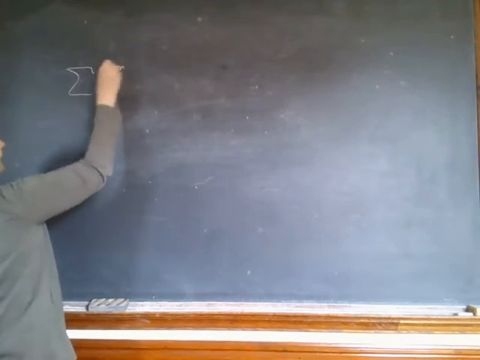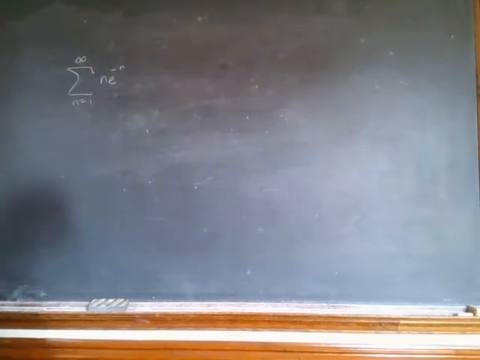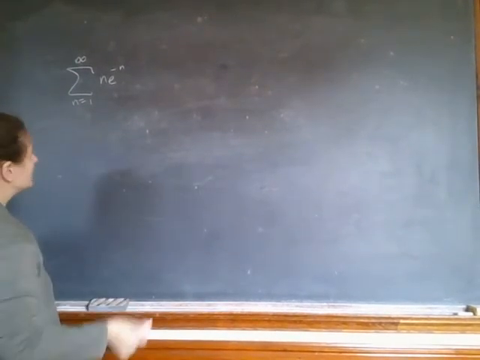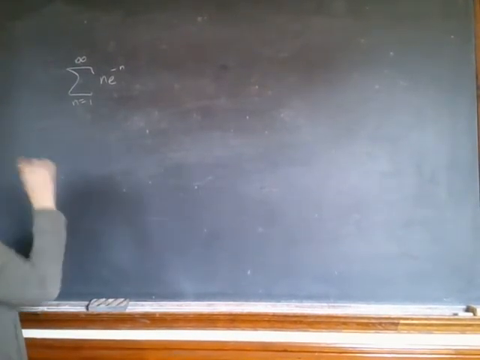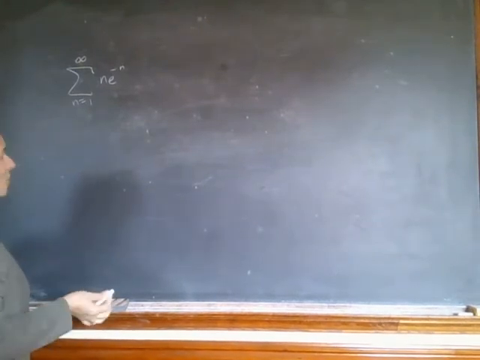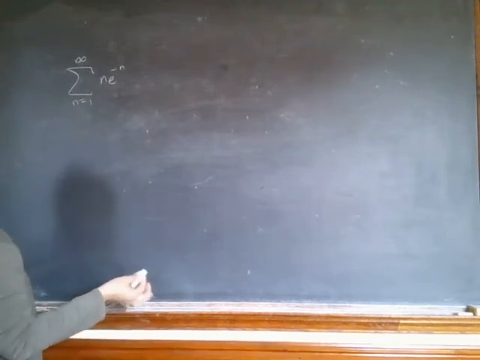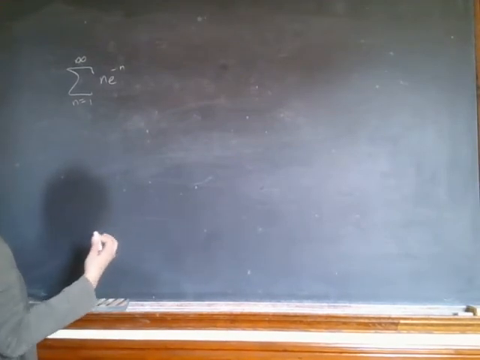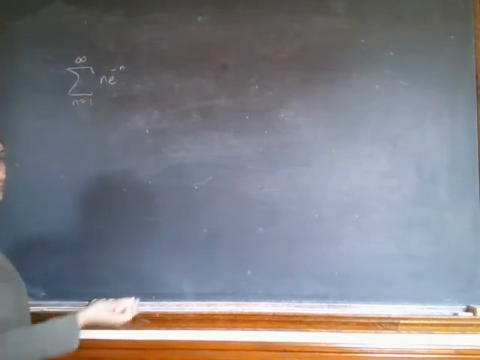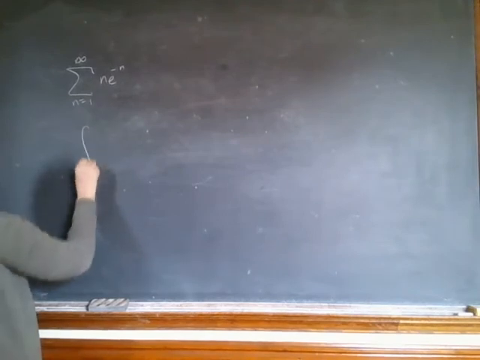n e to the minus n. Okay? So this guy, we can also think about this a little bit. What is this? I would actually expect this to converge. I'm not sure. We'll do it and see what happens. But I would expect it to converge because you've got n over e to the n. It's going to go down pretty fast. But let's see.